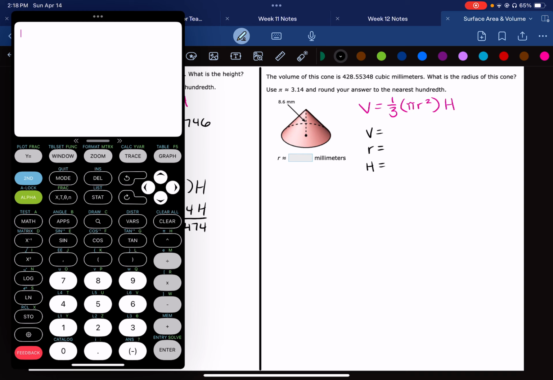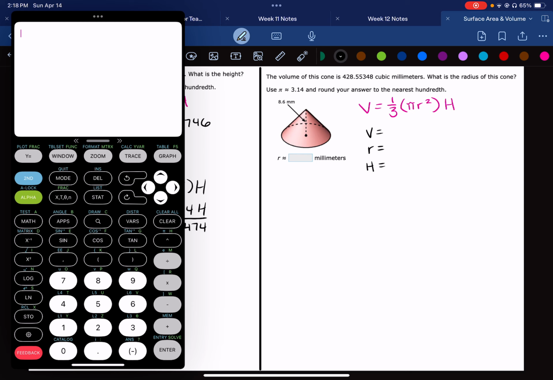So in this problem in particular, we're told the volume of a cone is 428.55348 cubic millimeters. Volume of a cone means I need the volume of a cone formula to be able to work this problem. So again, in pink, I actually went ahead and wrote up that formula. Volume is equal to 1/3 times the area of the base, which is a circle, so pi r squared, times the height of the cone.